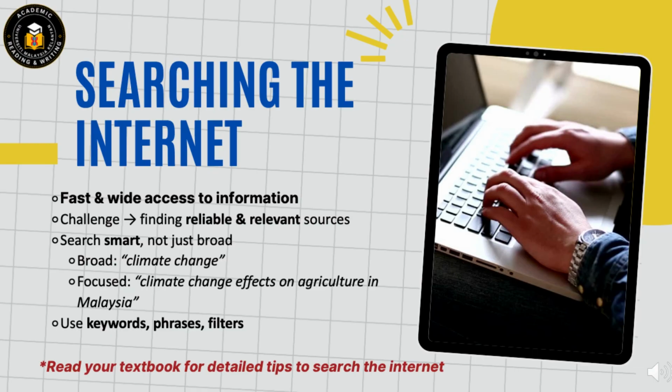For example, instead of typing a broad phrase like climate change, you could type climate change effects on agriculture in Malaysia. That instantly gives you a more focused result. The book provides some examples of this, which I want you to look at more closely. Now, searching is one thing, but how do you make sure that the results you get are worth trusting?